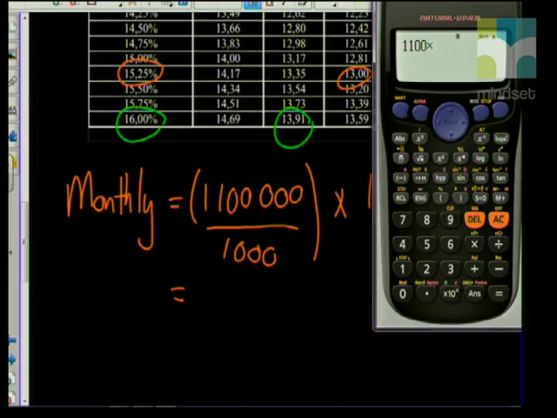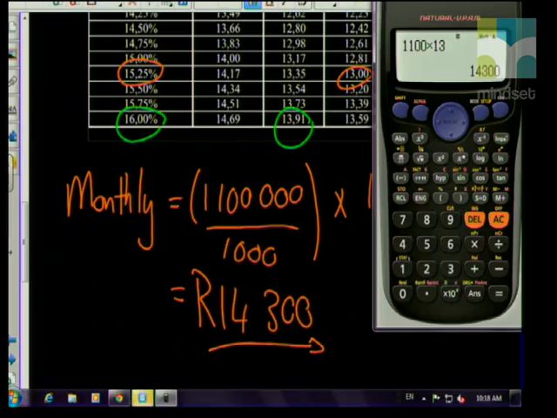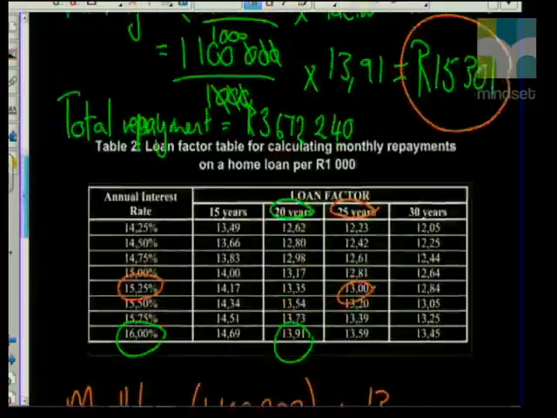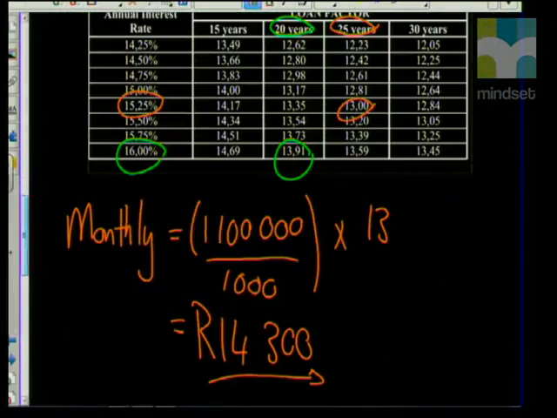I'm just going to multiply that by 13, and it gives us the amount of 14,300 Rand. Now guys, that might mean the difference between living comfortably and not living very well at all. She's got an extra, look how much it is, almost 1,000 Rand a month that she can save by extending the bond for an extra 5 years and paying a little less per month. That might be more comfortable for her.